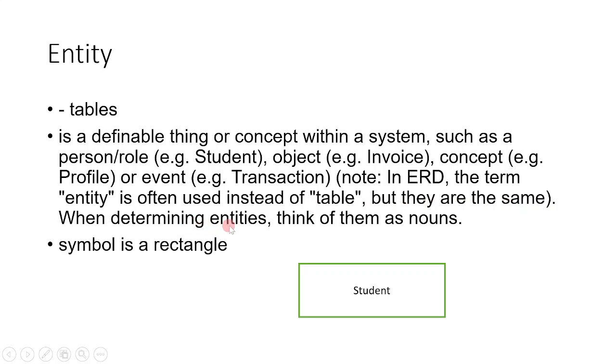So when determining entities, think of them as nouns. The tables are nouns, and the symbol for an entity in an ERD is a rectangle. For example, this is an entity for a student. So a rectangle, then the name of the entity.